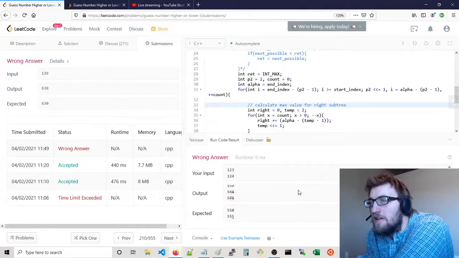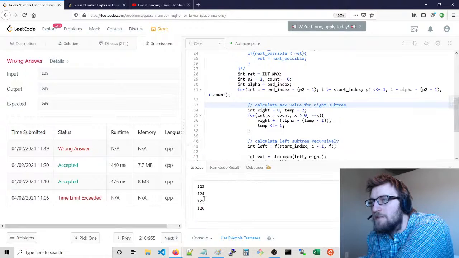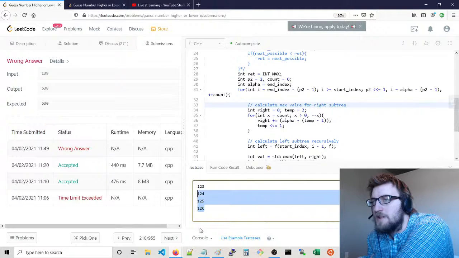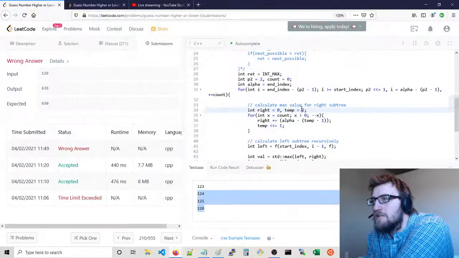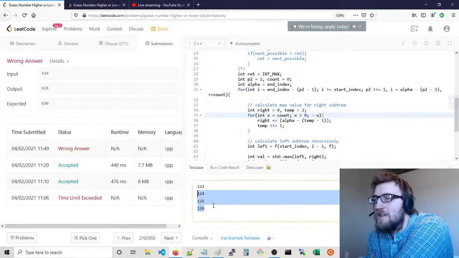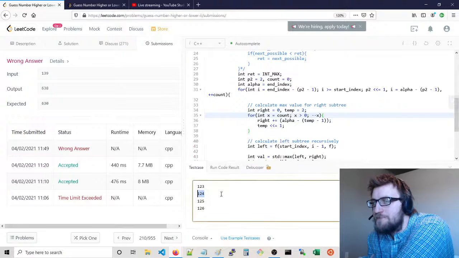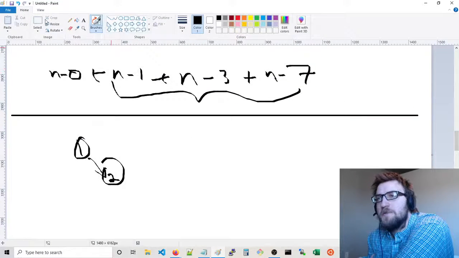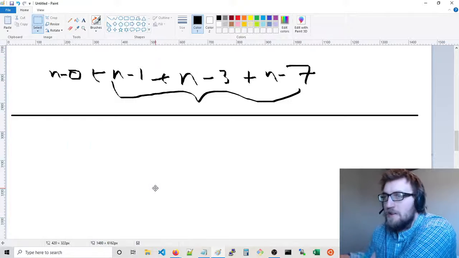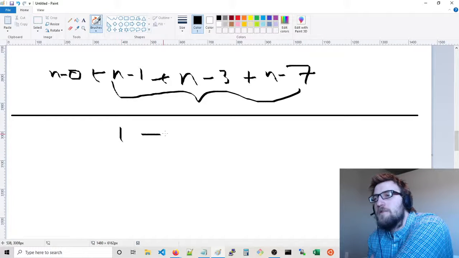Okay, the bottom three. All right, so 124, 125, 126. Those are all wrong. Why? It's a little too high. What happens with 124? So 124 is kind of involved. 1 to 124.